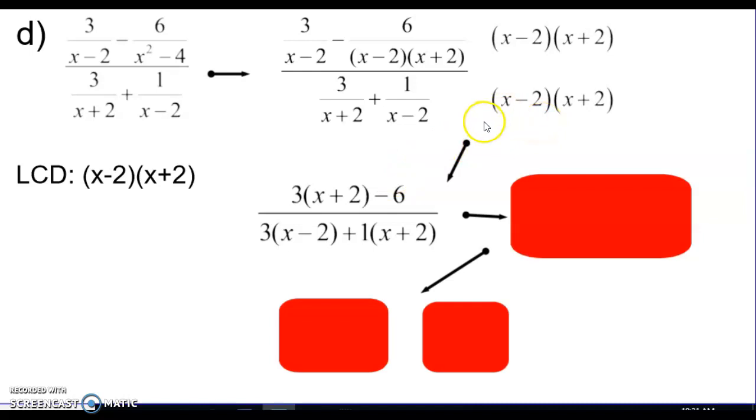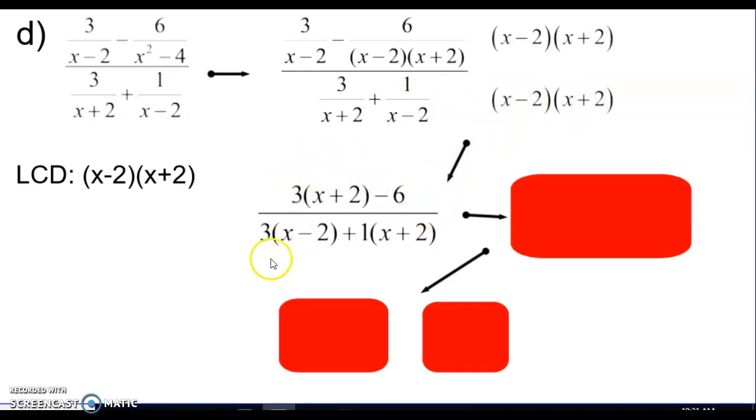For the denominator, we're dividing by x plus 2 here. So when we multiply, the x plus 2's will cancel. So we're just left with 3 times x minus 2. And then the x minus 2's will cancel for our second fraction. So we're left with 1 times x plus 2.